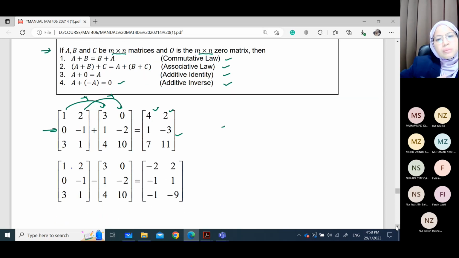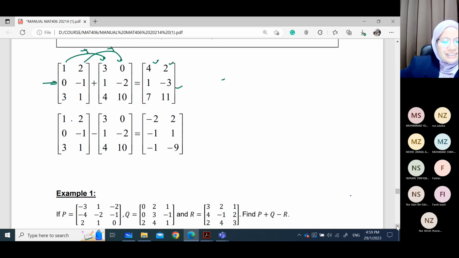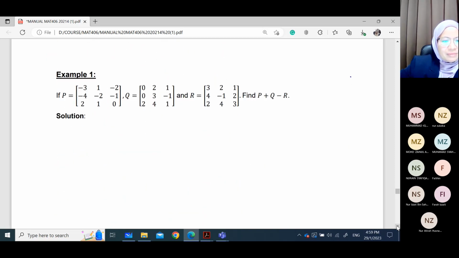So make sure kedua-dua matrix mempunyai size yang sama. Baru kita boleh adding ataupun subtract. Okay, kalau tak sama kita tak boleh gunakan operasi tambah ataupun tolak. Okay, boleh ya?